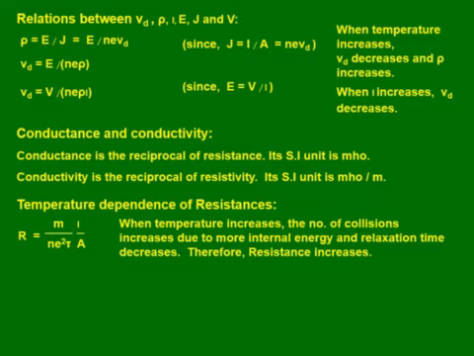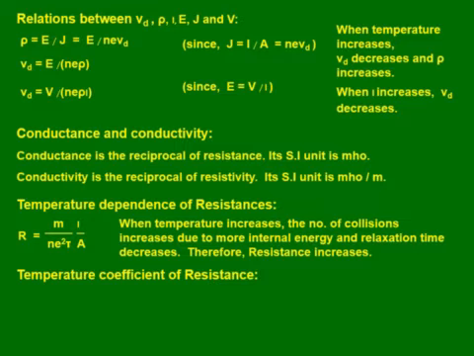Because the RMS velocity is directly proportional to root over absolute temperature. So temperature increases, RMS velocity increases, so the relaxation time will decrease. Therefore resistance will increase. Remember, this is meant for only the metallic conductors. Temperature coefficient of resistance, let me talk about.